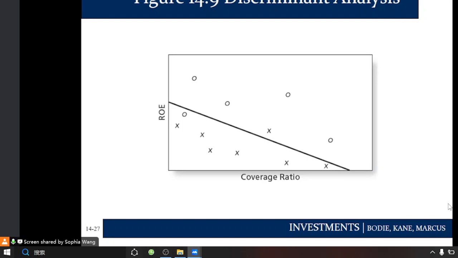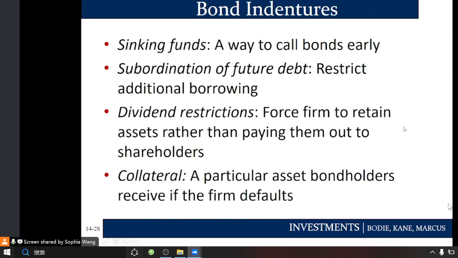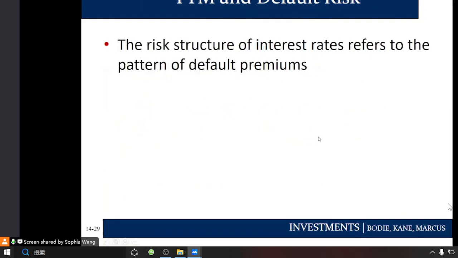In that case, other methods have been proposed to divide the good company and the bad company. Good and bad mean low default risk or high default risk. And for the dividend reactions and the callable, I think this.